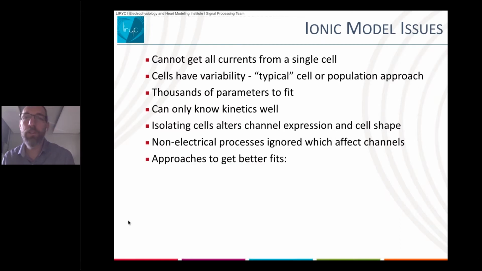So there are some approaches to get better fits for ionic models. We can get the kinetics of the models, and then that leaves us the only thing to fit being the magnitude of the current. And if we choose the magnitudes of the current correctly, then we'll get the proper action potential.